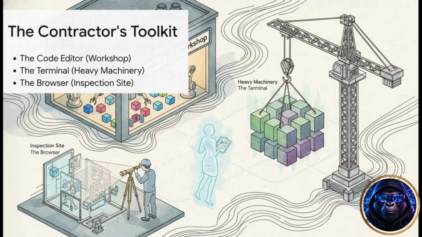And this, right here, is what makes it so different. A normal AI assistant is stuck in the workshop, the code editor. But this agent, it can move all over the job site. You can use the heavy machinery, the terminal, to set things up. And it can go to the browser to look up information or check its own work. It's a true project manager.